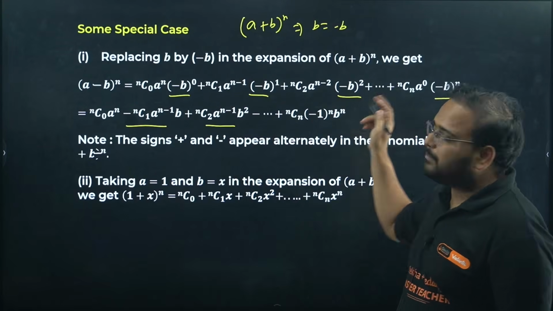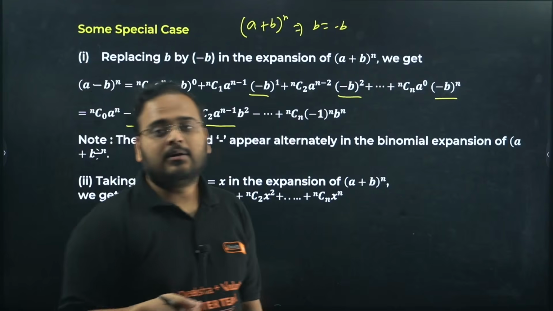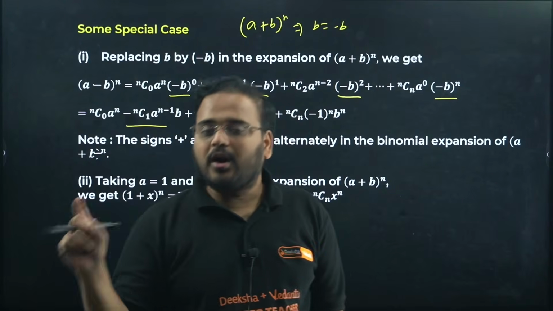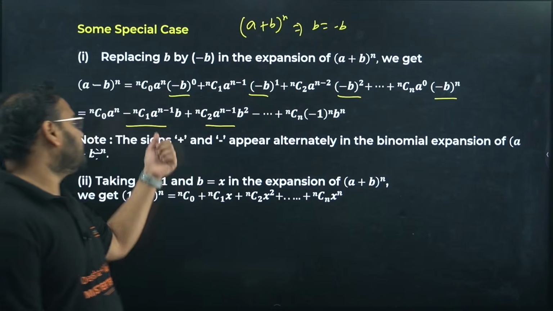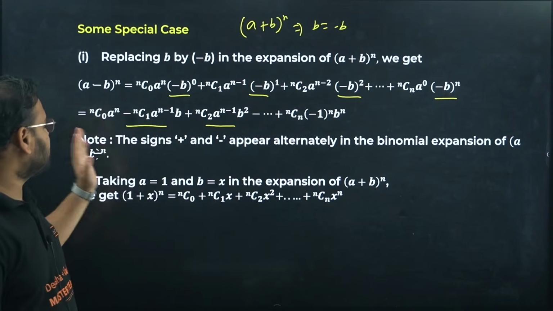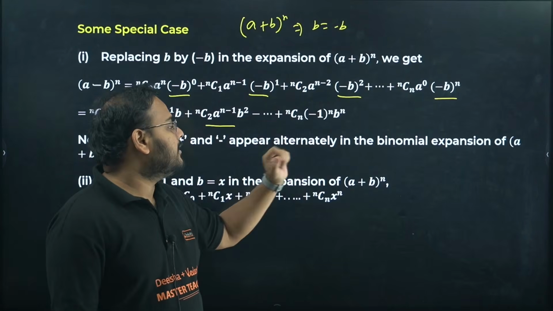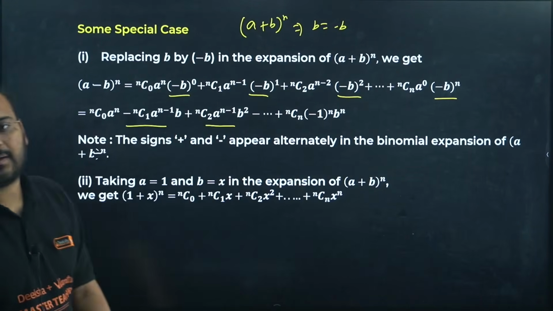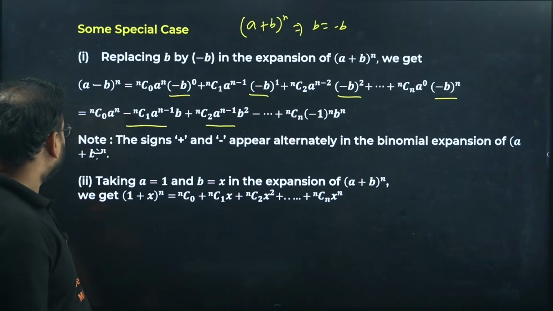So depending upon the power of the term b, or minus b actually, if it is odd power, all the odd occurring terms will be negative in nature. So first term, third term, fifth term, seventh term will be negative in nature. That's what it says. The signs of plus and minus appear alternately in the binomial expansion of a minus b power n. All right. I hope this is clear.